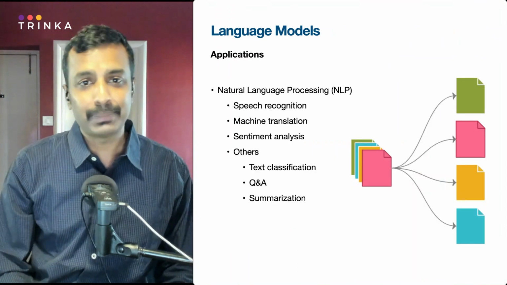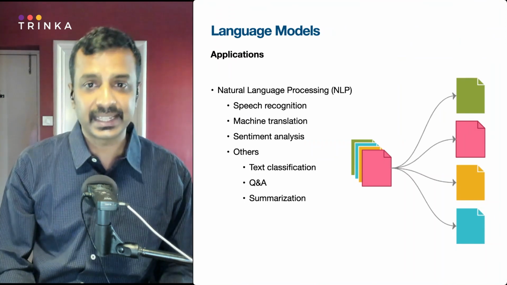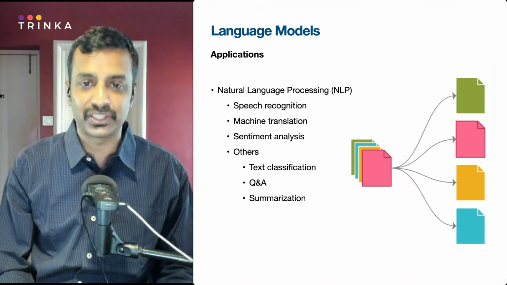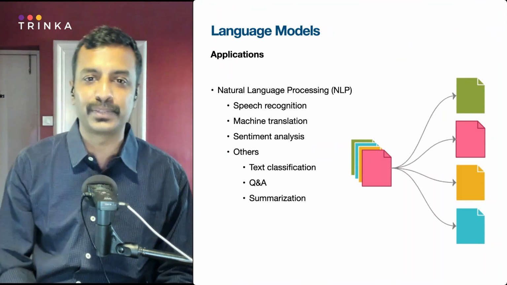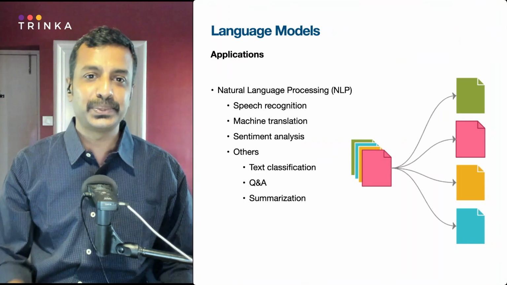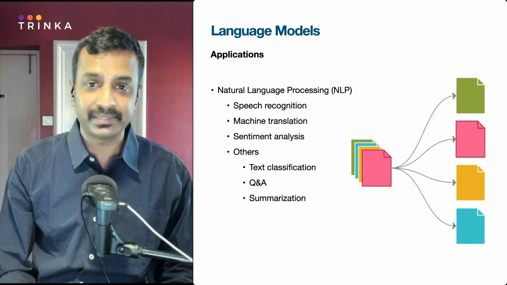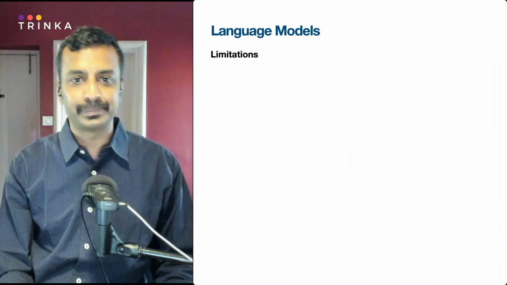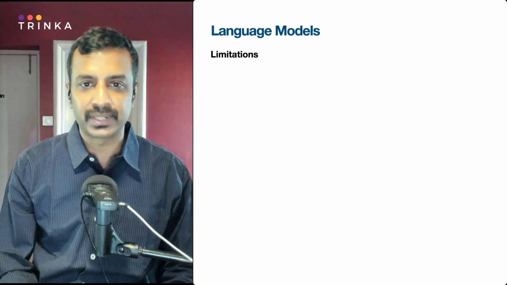Now, in addition to these applications, language models are also used in a variety of other contexts, such as text classification, question answering, and summarization. If you have ever used ChatGPT, you know that all of this is done wonderfully well there. These technologies are used in a wide range of industries, including finance, healthcare, and education, as well as in academic publishing. Now, while the use of language models has many benefits, there are also some limitations to consider.